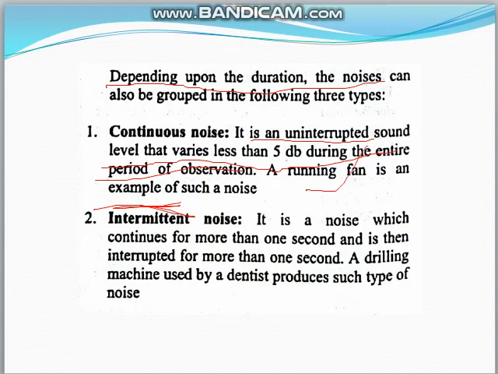Another one is intermittent noise, a noise which continues for more than 1 second and is then interrupted for more than 1 second. A drilling machine used by a dentist produces such a noise. See here, a noise which continues for more than 1 second and is interrupted for more than 1 second, that type of noise is nothing but intermittent noise. Example is that drilling machine. Okay.